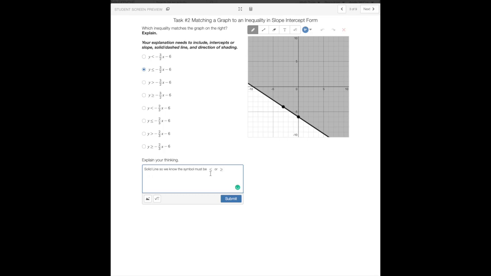I'm going to either have the less than or equal to symbol or the greater than or equal to symbol. This allows me to eliminate this option, this one, and that one. So every other option I get to eliminate simply because it's a solid line. All the ones that I eliminated would produce a dashed line. So that's the first thing I noticed.